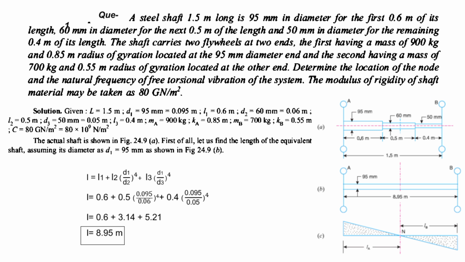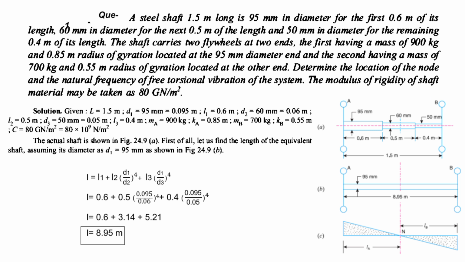L1 is equal to 0.6 meter plus L2, which is 0.5, times D1, the 95 mm converted into meter, divided by D2, 60 mm converted into meter, raised to 4, plus 0.5 into (D1 by D3) raised to 4, and we will get this length after calculation as 8.95 meter. And in the second diagram I have shown a shaft with a diameter of 95 mm and a length of 8.95 meter. Now we can find out the natural frequency.